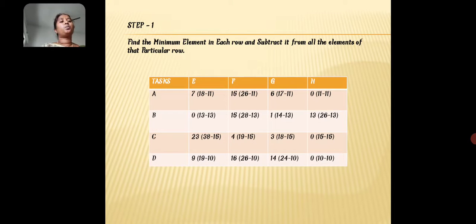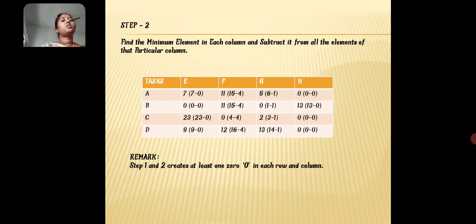Now we go to step 2. So again, find the minimum element in each column and subtract it from all the elements of that particular column. So now we take the minimum element column wise. From the first column, the minimum element is 0. So 7 minus 0 is equal to 7, 0 minus 0 is equal to 0, 23 minus 0 is equal to 23, 9 minus 0 is equal to 9. From the second column, we have the minimum element 4. So 15 minus 4 is equal to 11, 15 minus 4 is equal to 11, 4 minus 4 is equal to 0, 16 minus 4 is equal to 12.